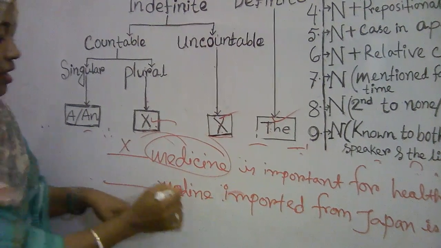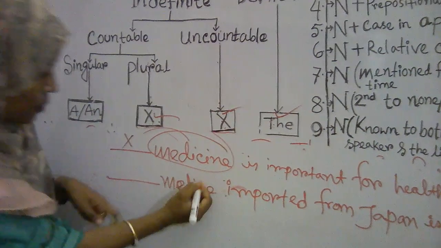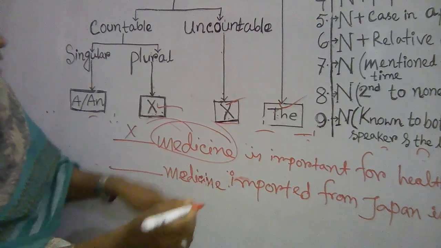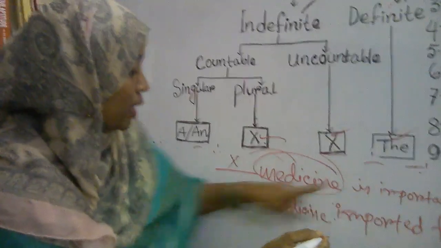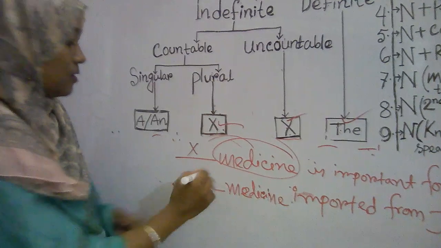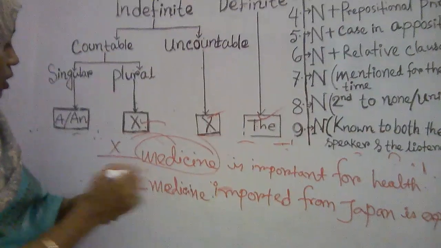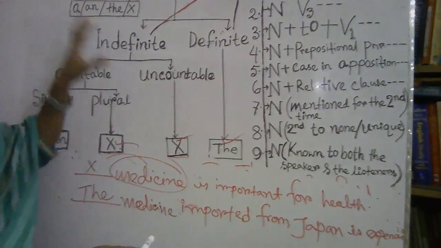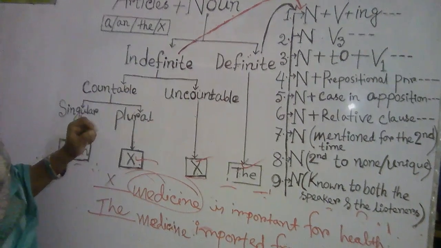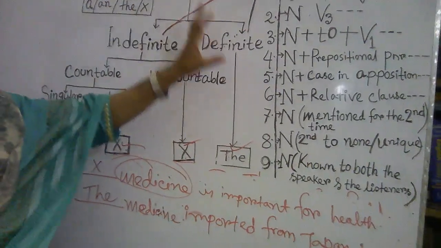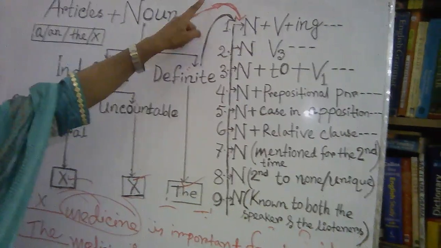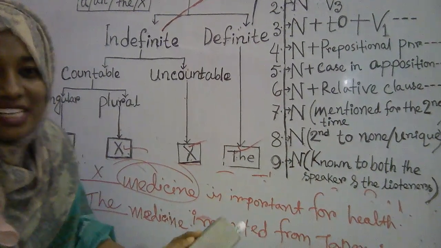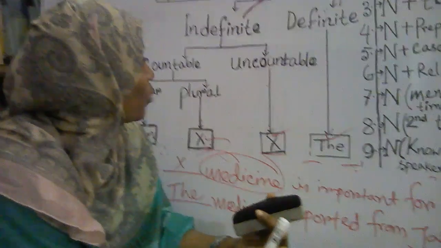But in the second sentence, this medicine is definite because after this noun here is a past participle. That's why it becomes definite and it takes the. The answer is the. Now, my dear students, here actually all types of indefinite noun such as uncountable nouns or singular nouns or plural nouns become definite if they fulfill these 9 conditions. They become definite.